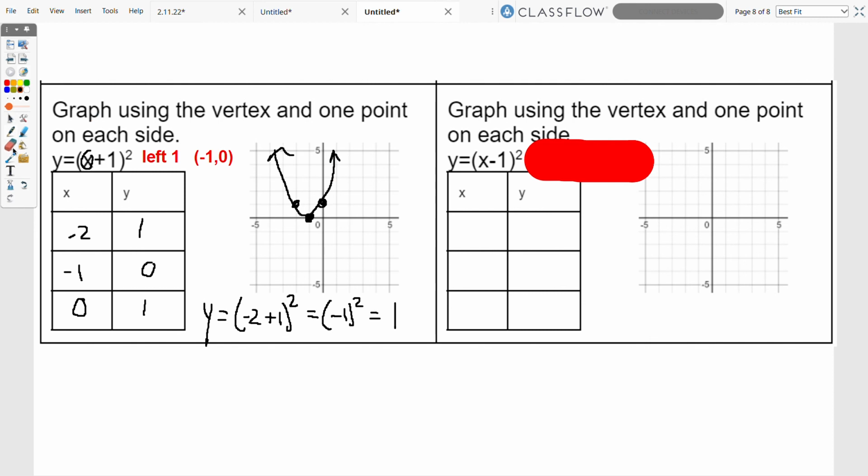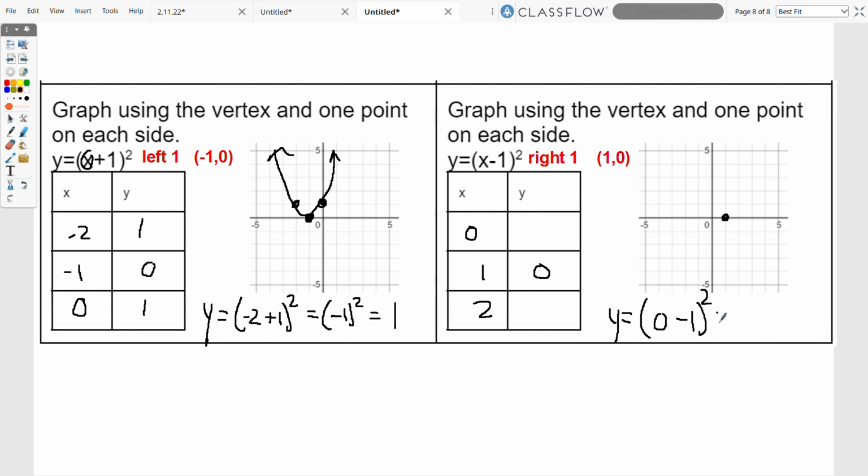Lastly, when you have x subtract 1 squared, that moves it to the right one. Always does. Right 1, 1, 0. Once we do that, we plug in the points around it. What are the points around it? 0 and 2. 0, 1, 2. We plug in the 0. Y equals 0 minus 1 squared. That's negative 1 squared, giving us positive 1. We plug in the 2. We also get 1. And there is our final parabola.